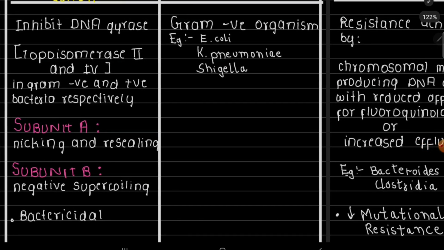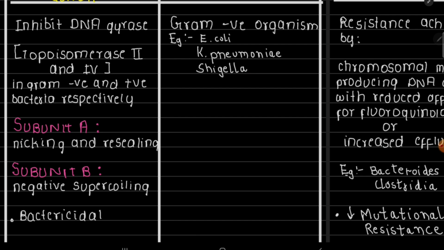Quinolones inhibit the bacterial DNA gyrase. Now, DNA gyrase, as you might remember, is involved in the unwinding of bacterial DNA, which is essential for bacterial DNA replication. DNA gyrase is also known as topoisomerase 2 in gram-negative organisms and topoisomerase 4 in gram-positive bacteria.